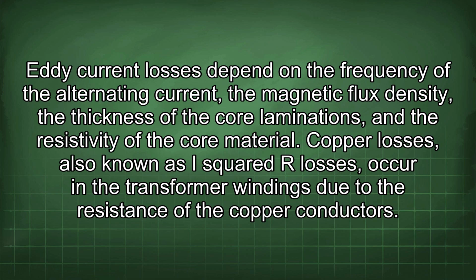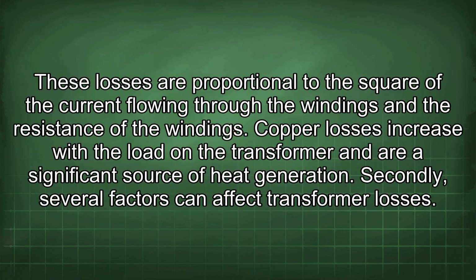Copper losses, also known as I2R losses, occur in the transformer windings due to the resistance of the copper conductors. These losses are proportional to the square of the current flowing through the windings and the resistance of the windings.